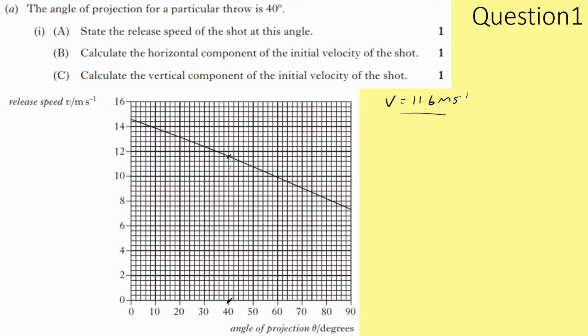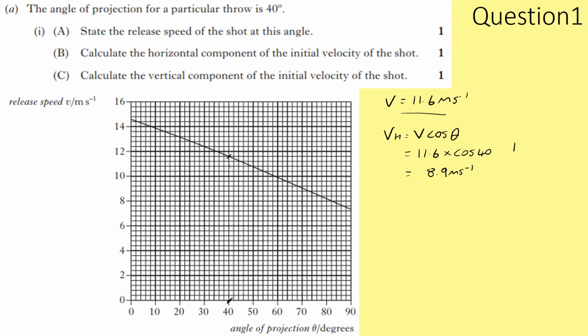Part 1, Part B: calculate the horizontal component of the initial velocity of the shot. The horizontal component of velocity can be found using VH is equal to V cos theta. In this example, V is 11.6. Theta is equal to 40 degrees as stated in the question, giving us a value of 8.9 meters per second. 1 mark for this.